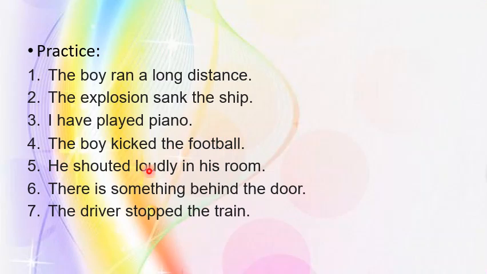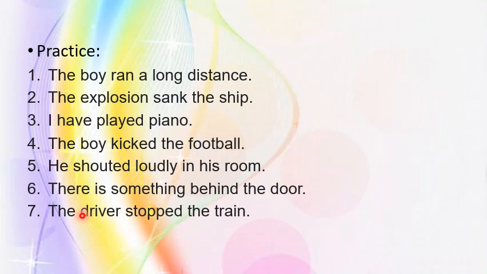He shouted loudly in his room. In this sentence, the verb is shouted. It does not have a direct object in the sentence. So here we can say shouted is used as an intransitive verb. There is something behind the door. In this sentence, is is used as a linking verb. So we can say that it does not have a direct object, so it is used as an intransitive verb.